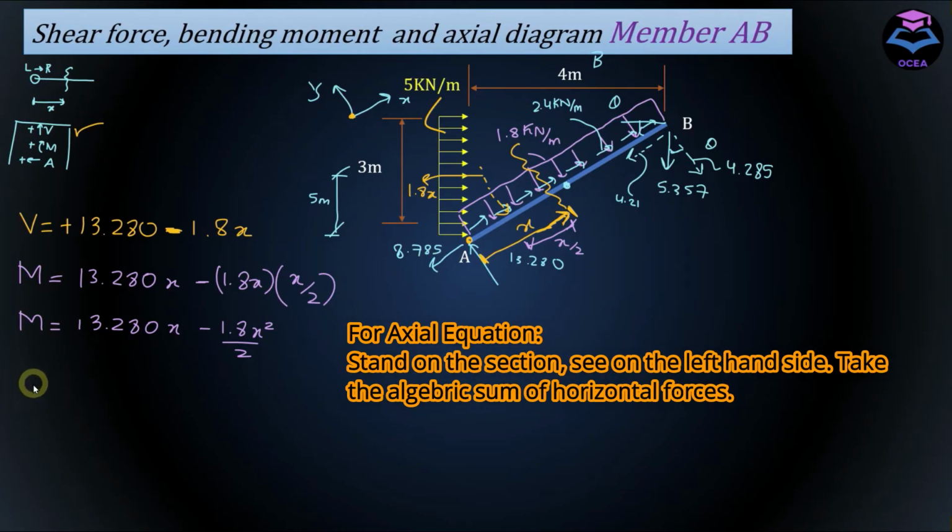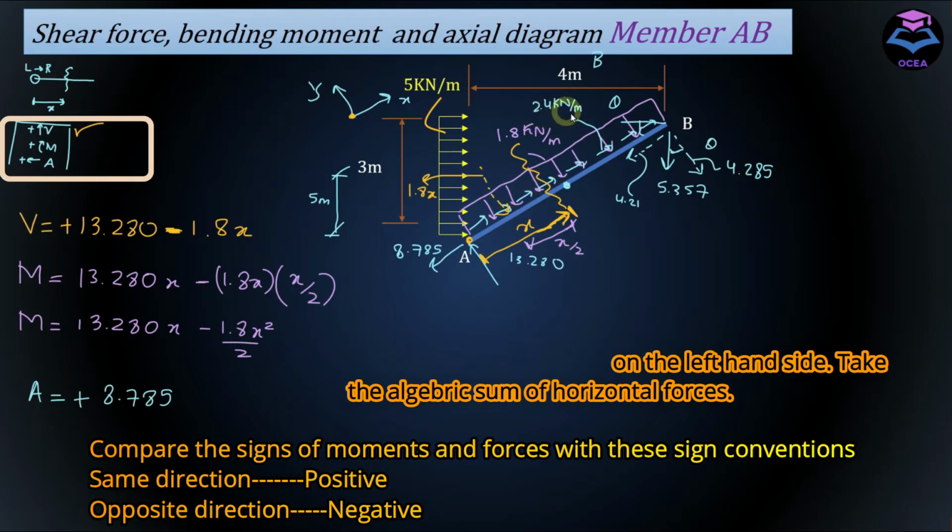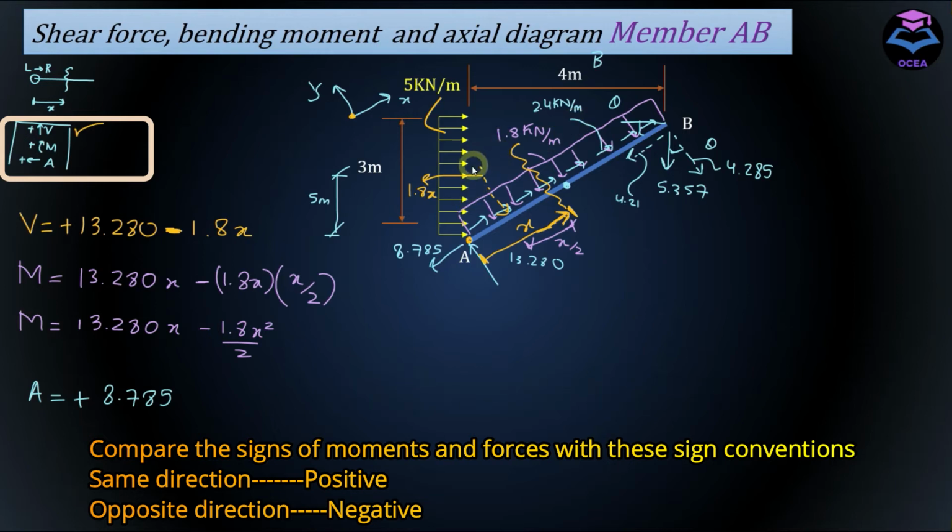now to write axial equation, stand on the section C on the left hand side, take the algebraic sum of all the horizontal forces. We have this 8.785 which is acting towards the left, and according to sign convention left force is positive, so it's going to be positive. And we have this UDL indicated by sky blue color, and its intensity is equal to 2.4 kilonewton per meter, and the resultant horizontal UDL acting before this section is equal to 2.4 into x, and since it's going towards the right, it's going to be negative.